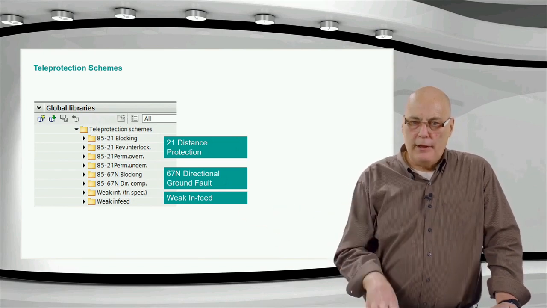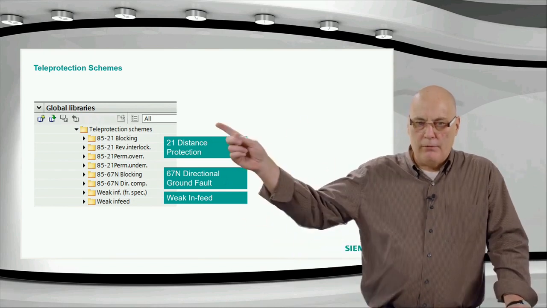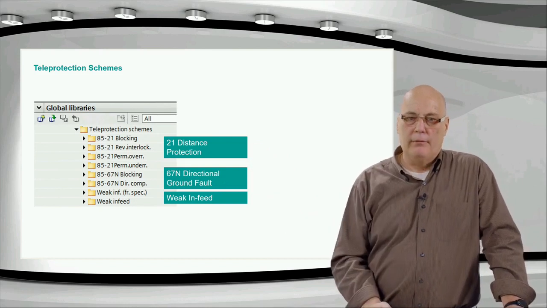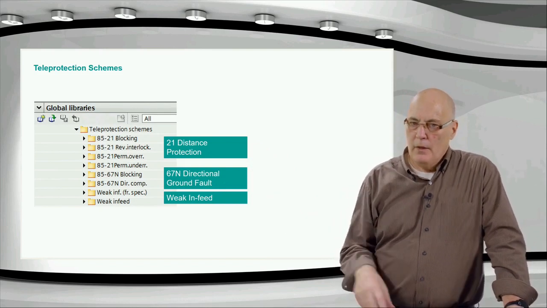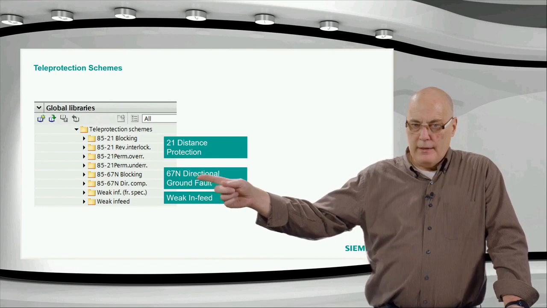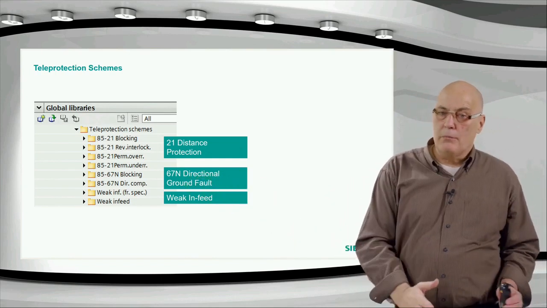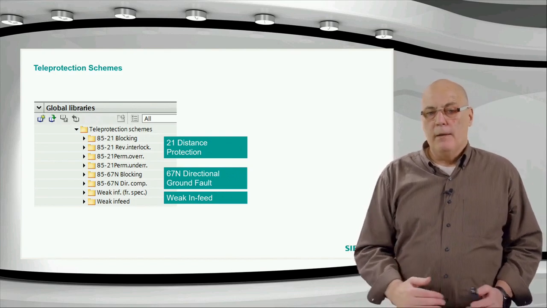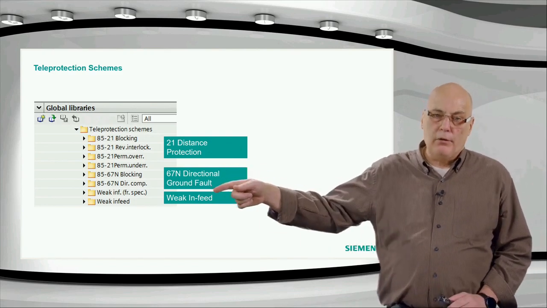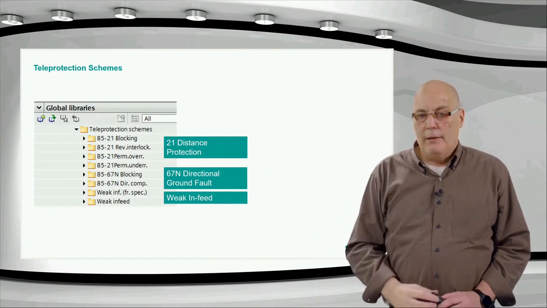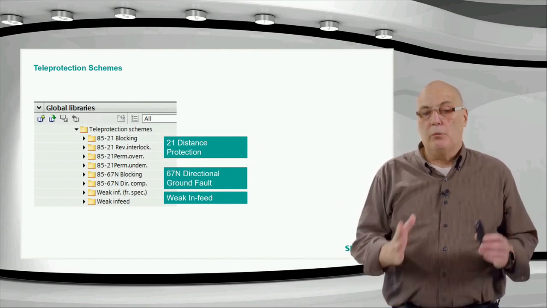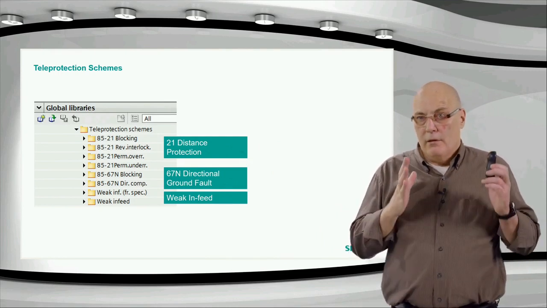The schemes we consider here are for normal feeders, and for those we have the blocking, permissive overreach, and permissive underreach. What you also see is 67N, the directional ground fault. Directional ground fault can also be applied with a directional scheme, and the combination of the directional ground and the distance protection can be very, very effective. Especially, we spoke about it this morning, fault resistance.